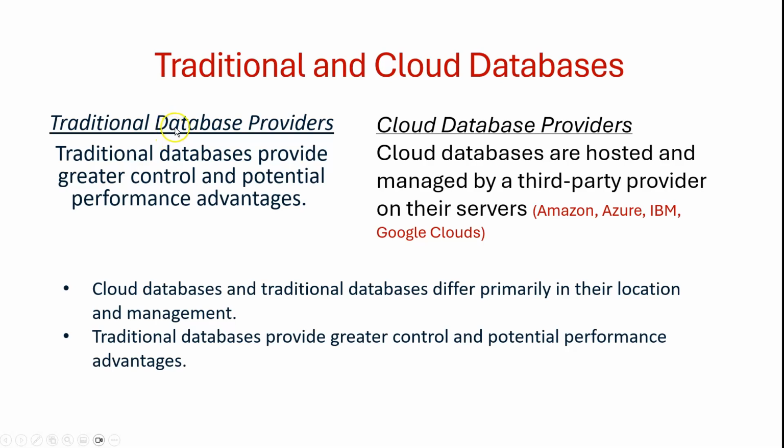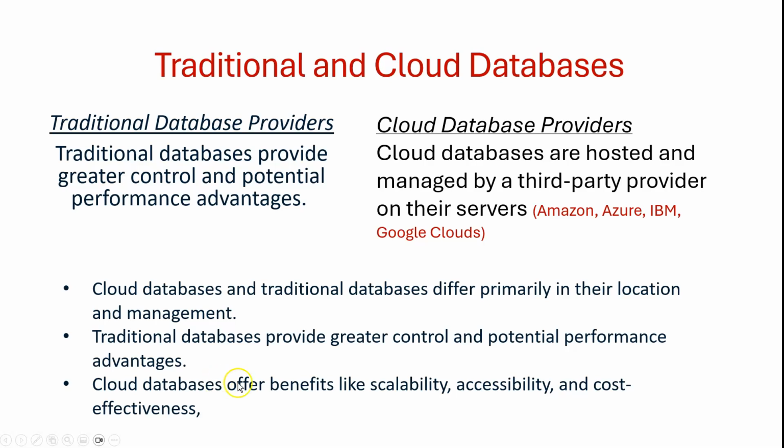Traditional databases are located on servers that are on-premise. Cloud databases are on the internet. So traditional databases provide greater control and potential performance advantages because they're on-premise. Now, cloud databases offer benefits such as scalability, accessibility, and cost-effectiveness because they are on the cloud.